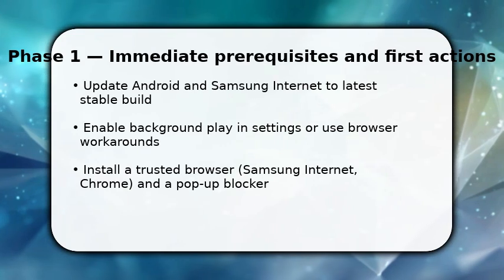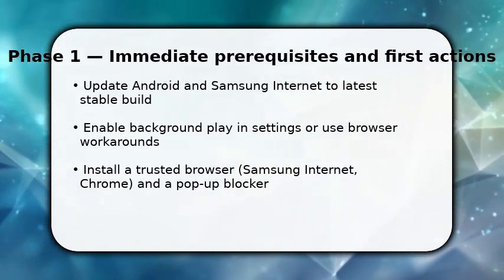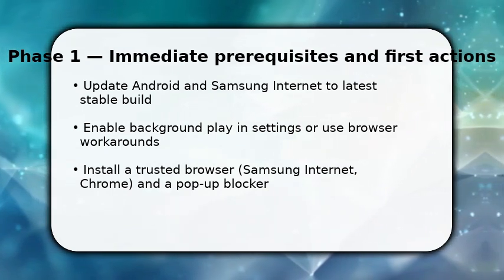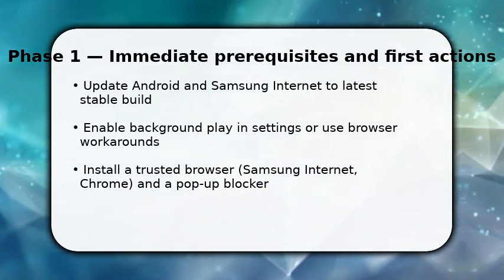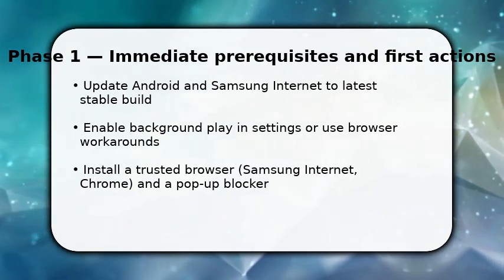You start by updating your phone now. This prevents playback glitches. Open Settings and install Samsung Internet or Chrome if missing. Once done, enable background video permissions and turn on the browser's pop-up blocker to stop annoying overlays.